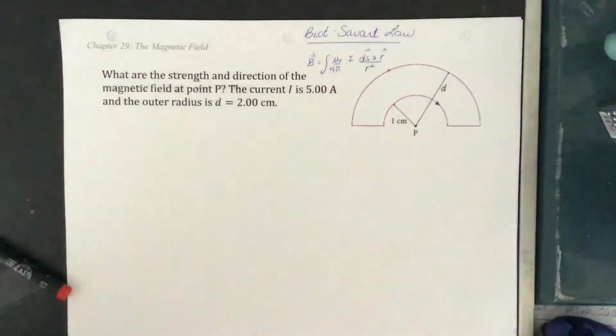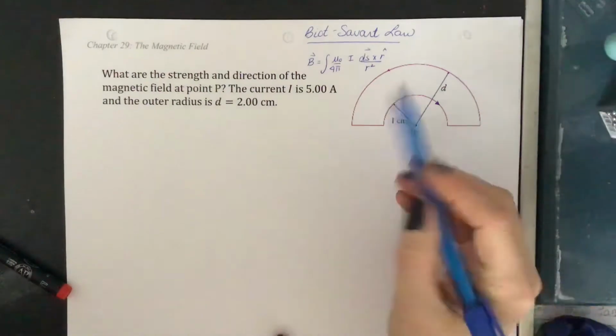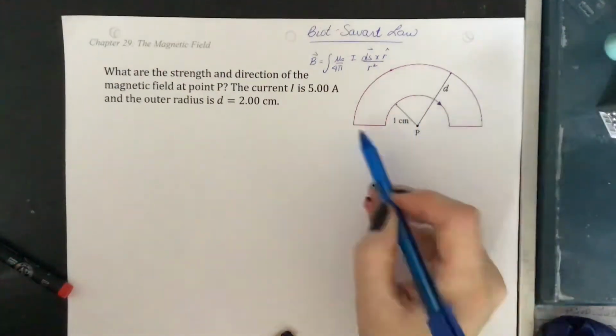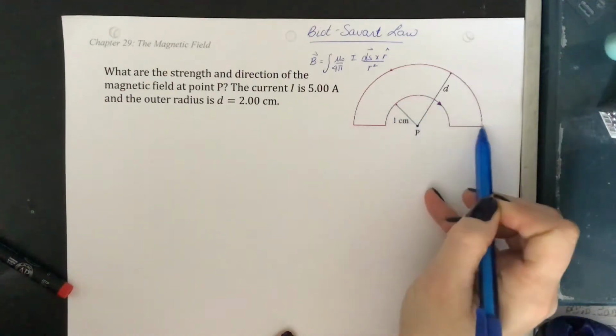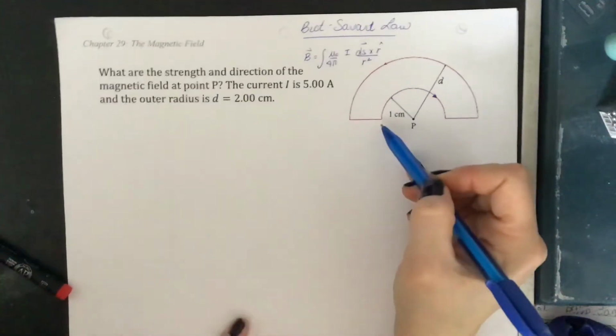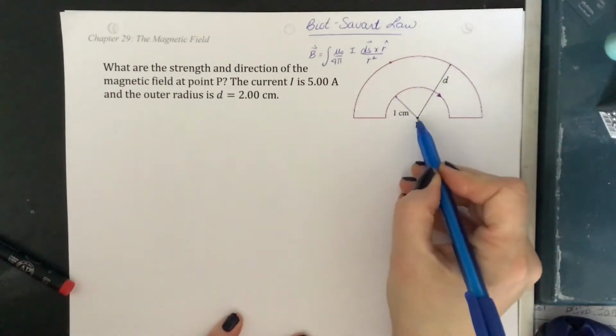Problem, and in this problem we have a wire that's formed into this shape of two semicircles connected here. There's current flowing around this closed loop that looks like this, and we want to find the strength and magnitude of the magnetic field at point P.